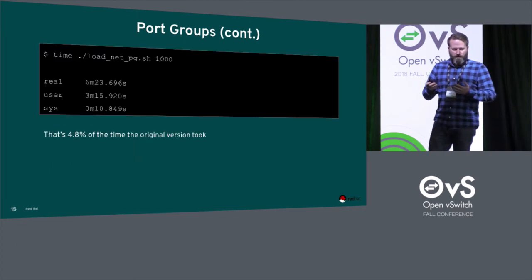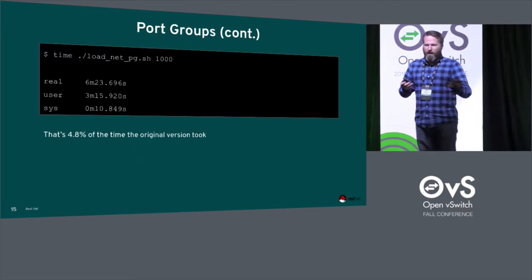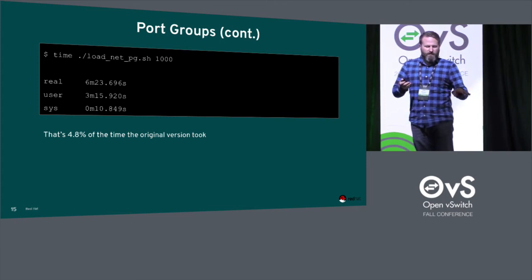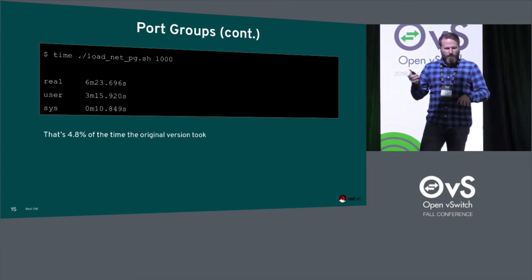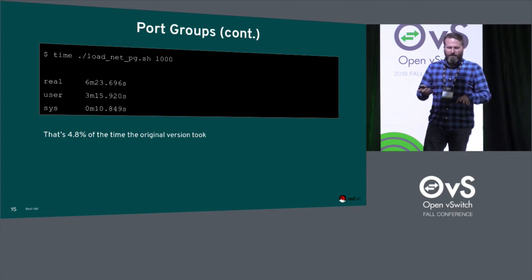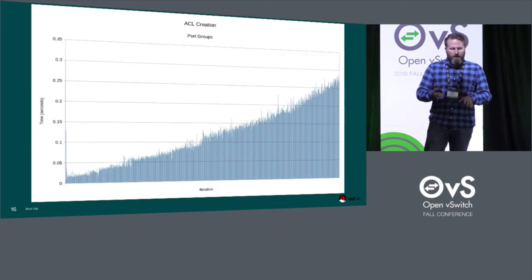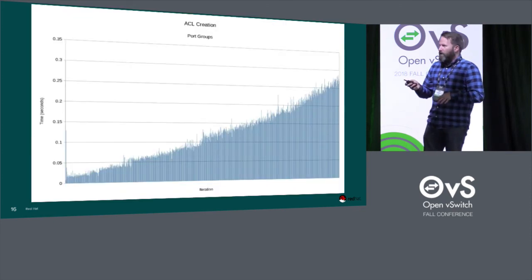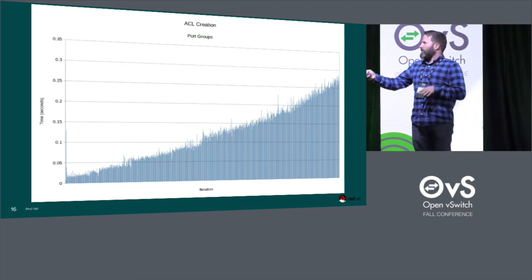So we run it with port groups, and now instead of taking 2 hours, it takes 6 minutes to run. So that's 4.8% of the time of the original test. Again, a pretty significant change. And if you look at the new graph here, you can see it still has the up-and-to-the-right trend, but that y-axis over there is a way lower scale.